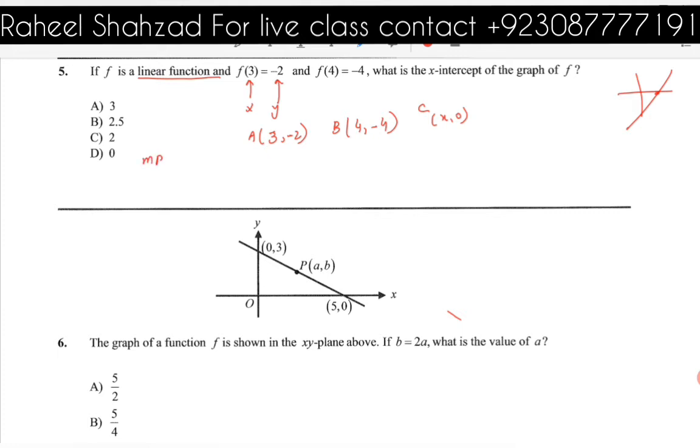And we know that if it is a straight line, the gradient of AB is always equal to the gradient of BC. So that's equal to (minus 4 plus 2) divided by (4 minus 3) is equal to (0 minus 4) divided by (x minus 4). And we have minus 2 divided by 1 is equal to 4 divided by (x minus 4). We do cross multiplication here. That becomes minus 2x plus 8 equals 4.